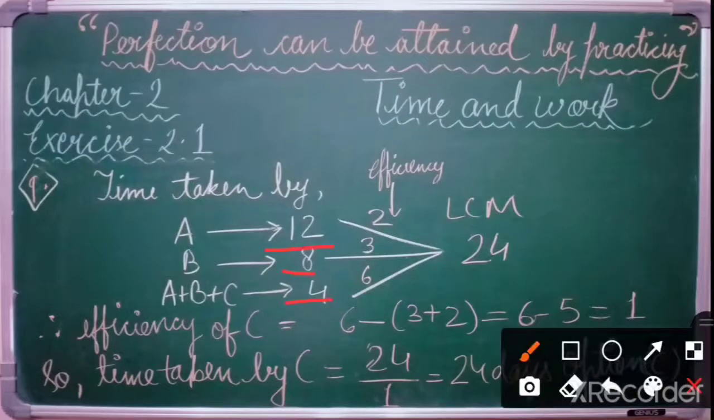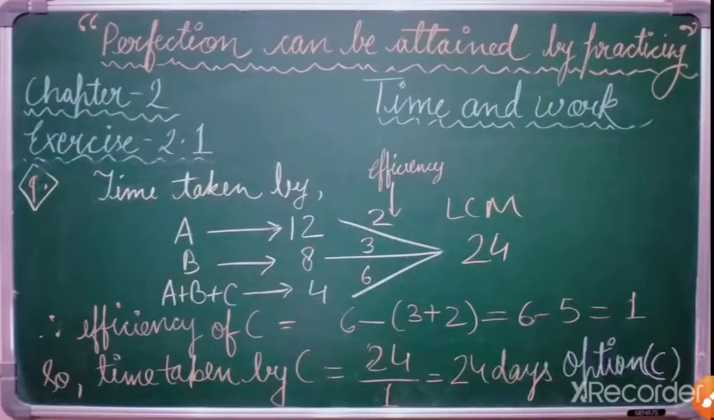We'll take the LCM of 12, 8 and 4, that is 24. Now we will find their efficiencies: 12 2s are 24, 8 3s are 24 and 4 6s are 24. This is their efficiency, that is, in 1 hour or in one day how much work they can do. So to find out the efficiency of C, we will take the efficiency of A, B, C together and then subtract the efficiency of A and B. You will get 6 minus 3 plus 2, that is 5. So 6 minus 5 would be 1. If the efficiency of C is 1, then to do the total work of 24, he will take 24 by 1 is equal to 24 days.